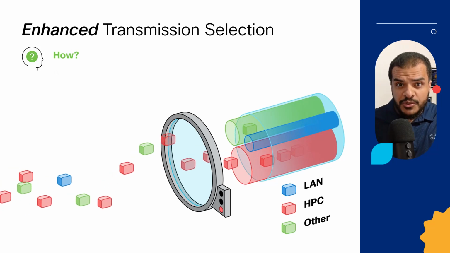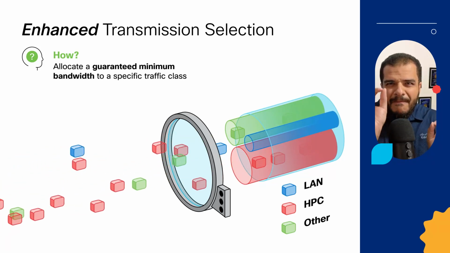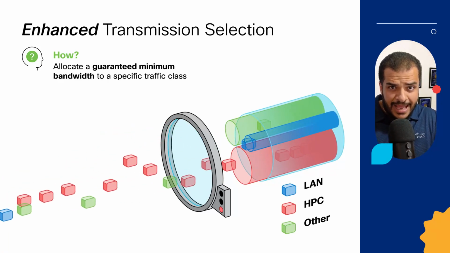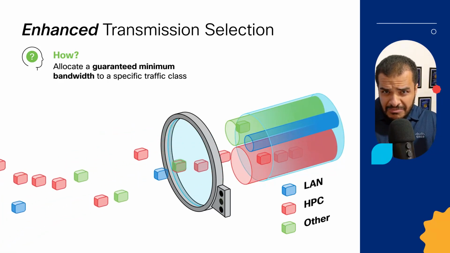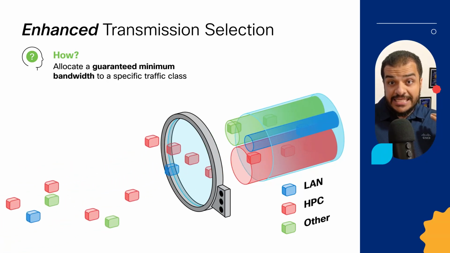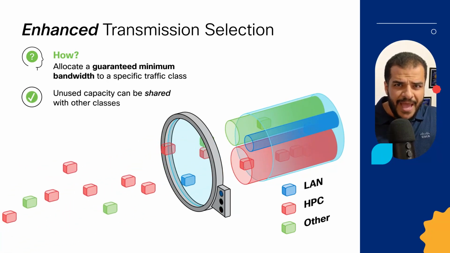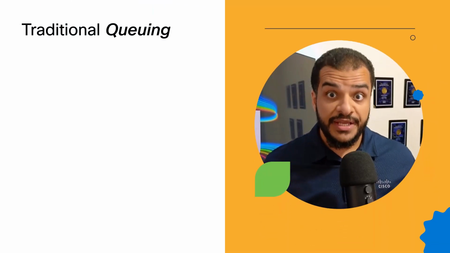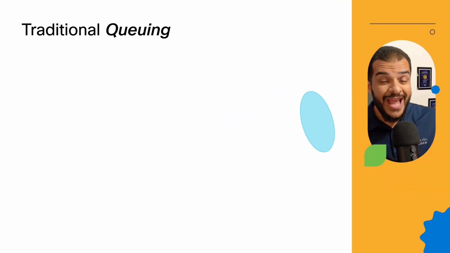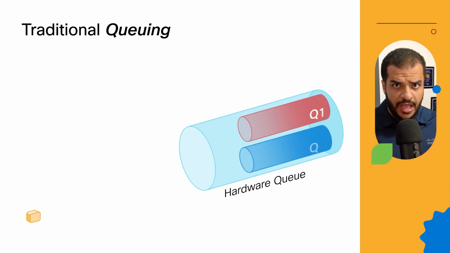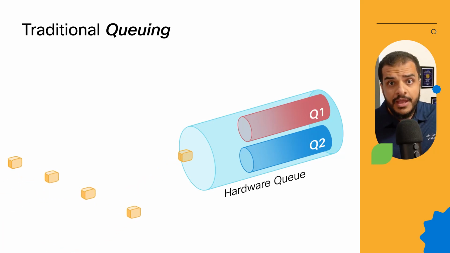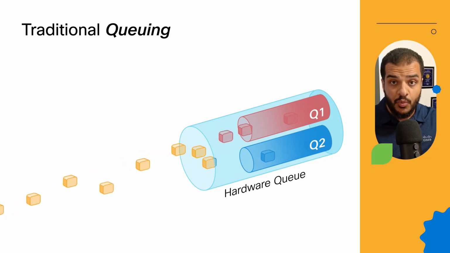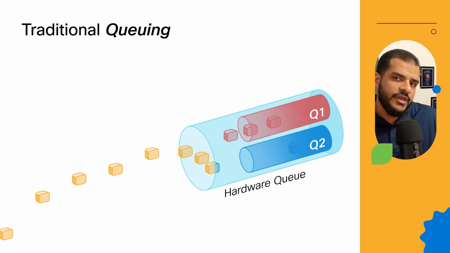ETS is going to enable you to allocate a guaranteed minimum bandwidth to a specific traffic class. We're talking here about the AI classes. And if a particular traffic does not fully utilize its assigned bandwidth, the unused capacity can be shared with other classes. If we compare it to traditional queuing mechanisms, the not so intelligent ones, we have a hardware queue subdivided into multiple software queues depending on the classes that you have. The most important packets are queued in class number 1, and class number 2 is for the less important traffic.